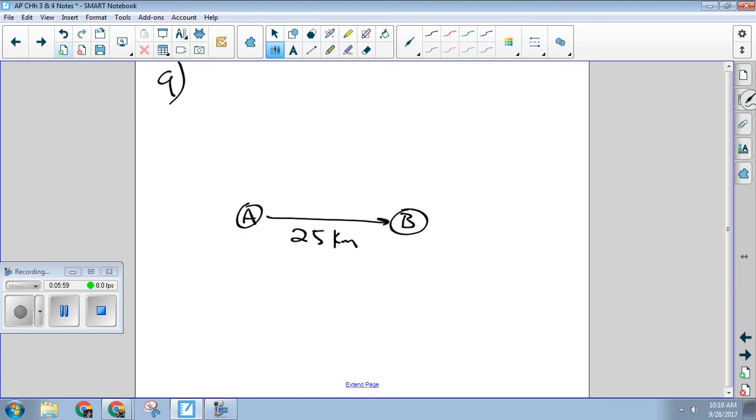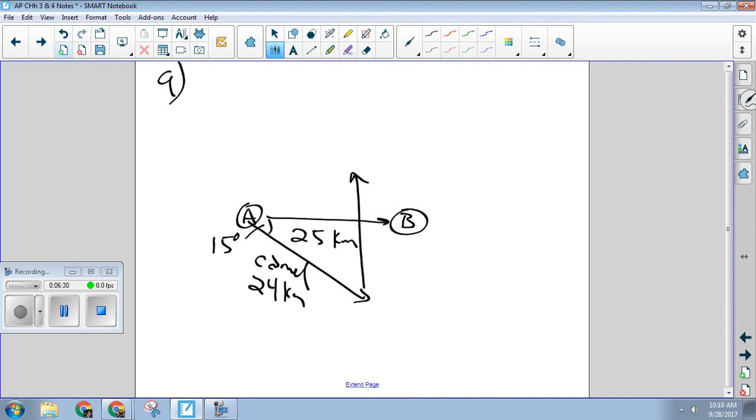Starting from Oasis A, a camel walks 24 kilometers in a direction 15 degrees south of east. So kind of this way. So here's my camel. 24 kilometers. This direction is, what did we just say? 15 degrees.